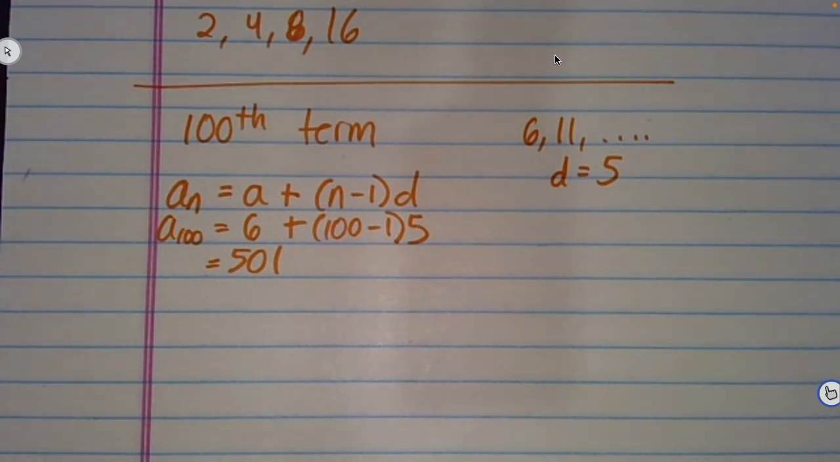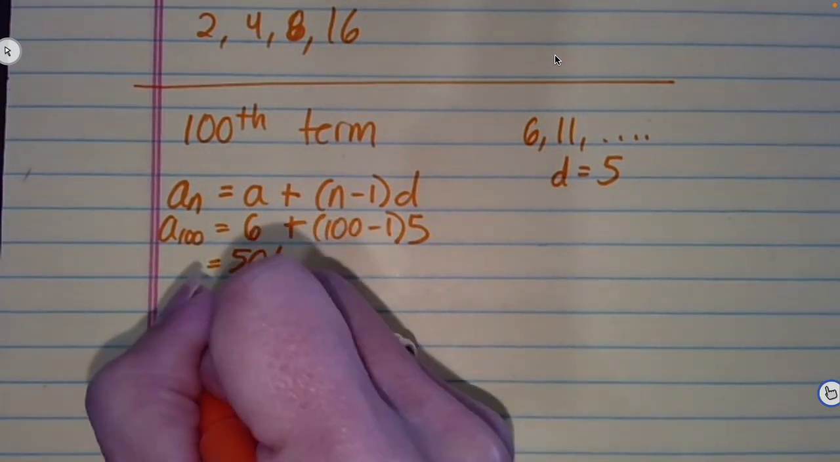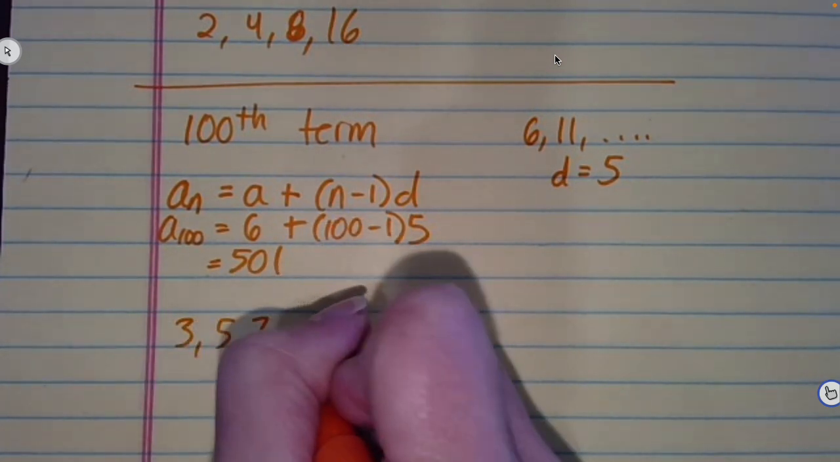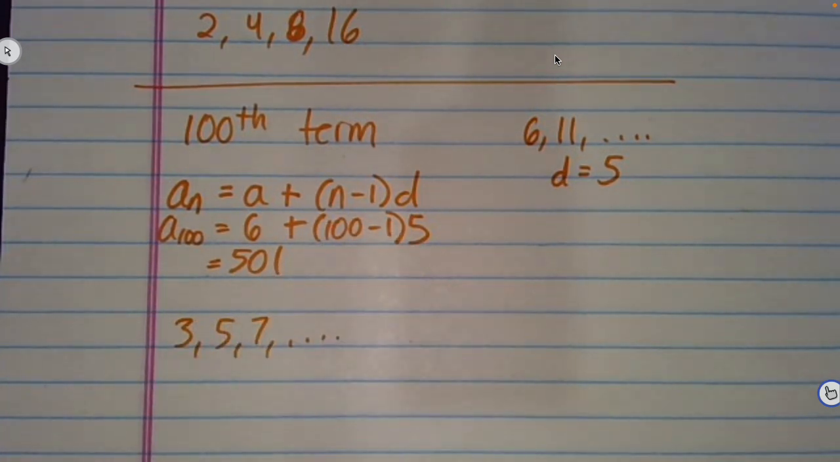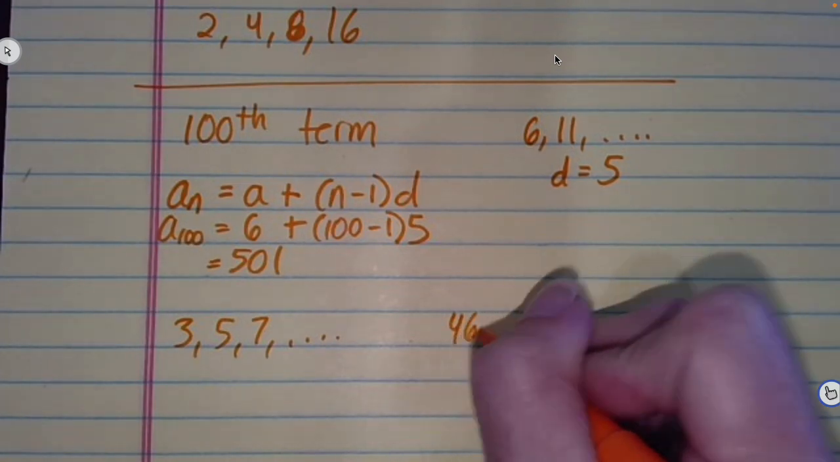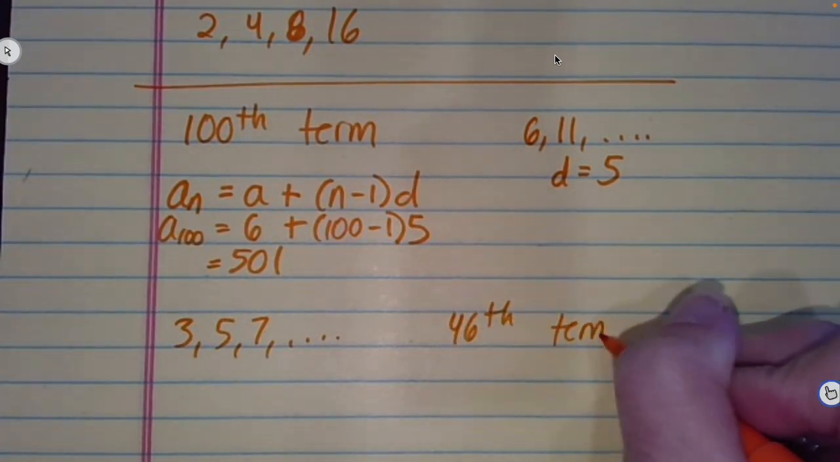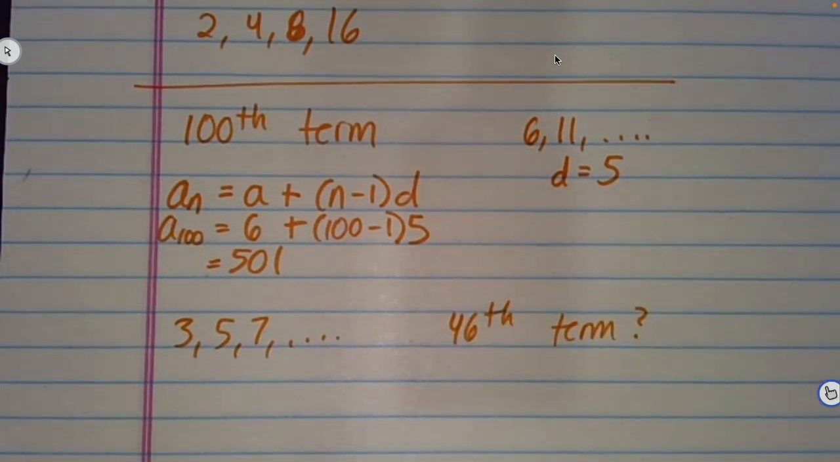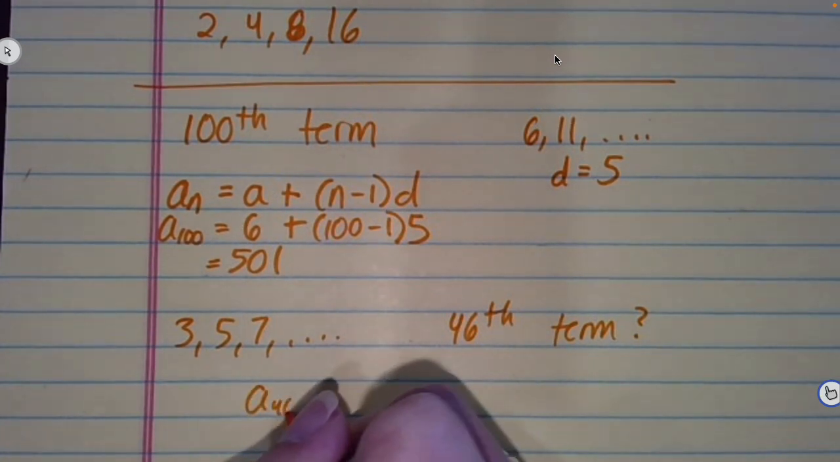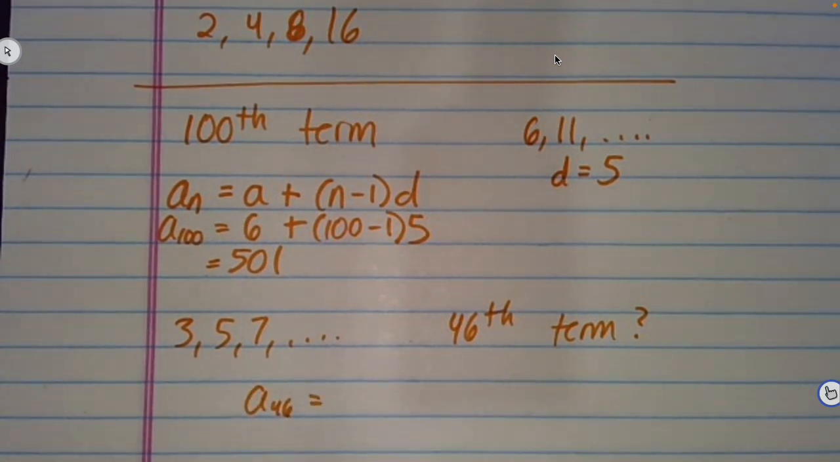So, all right. They give us 3, 5, 7, and they tell us, yes, it's arithmetic. What is the 46th term? So I'm going to say, okay, I'm looking for... Is that what we're doing today, arithmetic? Yes. We'll start, geometric will take 2 days, I think. All right, what's my first term?